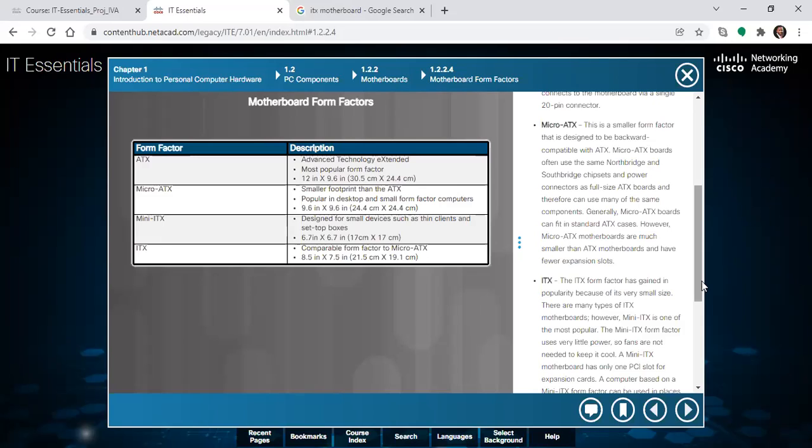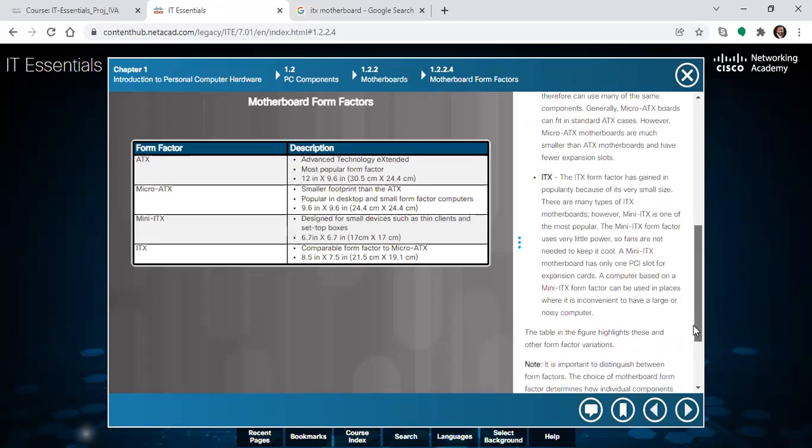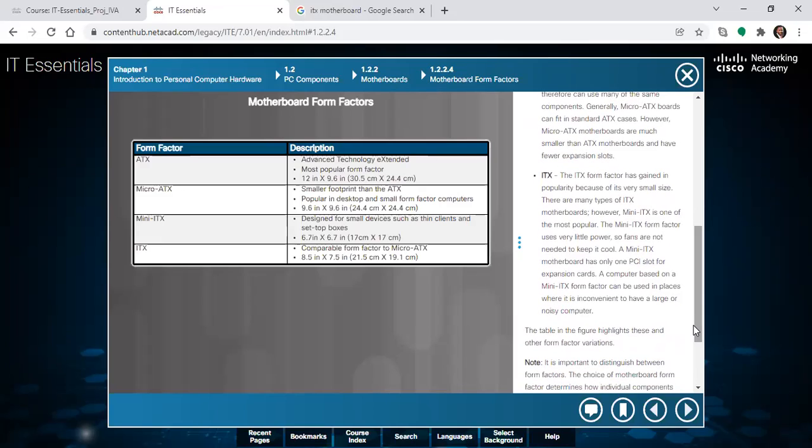However, micro ATX motherboards are much smaller than ATX motherboards and have fewer expansion slots, okay? So we already know what the expansion slot means. So what they are trying to say is, the smaller the motherboard, the smaller the expansion slots. That means if they have 4 expansion slots, meaning you can have 4 cards on your ATX. When you come to the micro ATX, you might just have only 2 expansion slots. Okay, so we have the ATX.